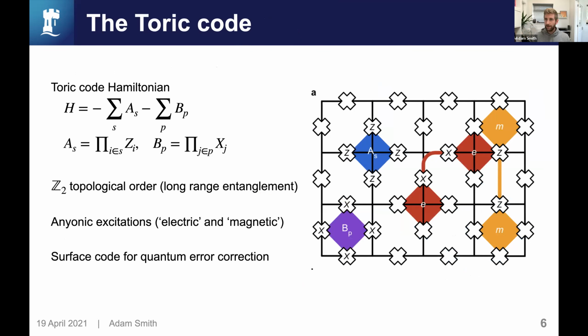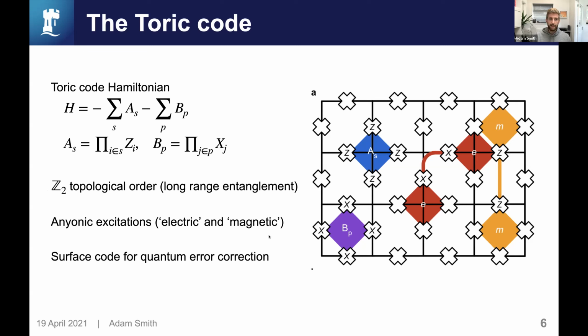Okay, so let me be a bit more concrete about the topologically ordered system I'm talking about. This is the toric code, which may or may not be familiar, but this is essentially the simplest case of 2D topological order. It is defined on this square lattice. So we have spin-half degrees of freedom, or qubits, that live on the bonds of this square lattice, which are illustrated by these white crosses. And the Hamiltonian has two terms. They have star terms, which are these A's. This is essentially a Z coupling between all spins that meet at a vertex, or star. And we have the plaquette terms. So these are a product of Pauli X operators around the square plaquettes of the lattice.